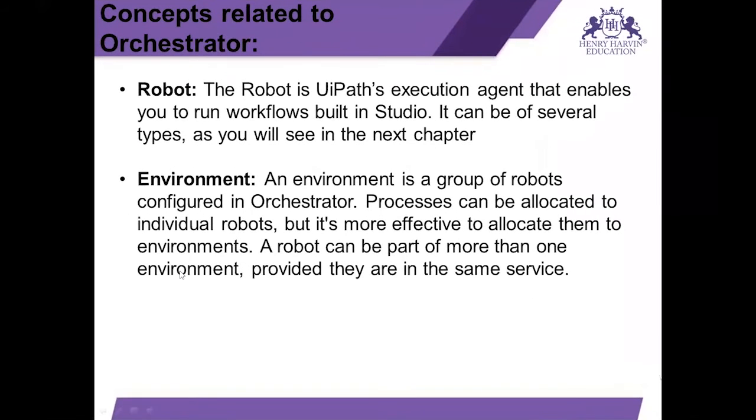Concepts related to Orchestrator. So we have already read about Robot. Robot is the UiPath execution agent that enables you to run workflows built in Studio. It can be of several types, as you have seen in the previous lecture. We have already discussed the types of robots. Talking about environment, an environment is a group of robots configured in Orchestrator. Processes can be allocated to individual robots, but it's more effective to allocate them to environments. A robot can be part of more than one environment, provided they are in the same service.